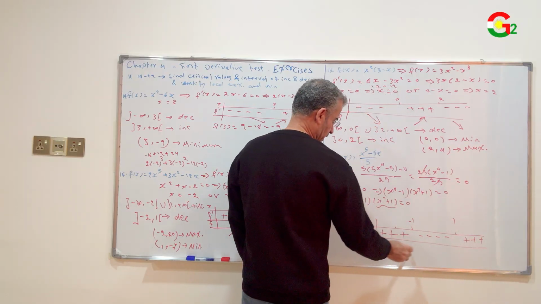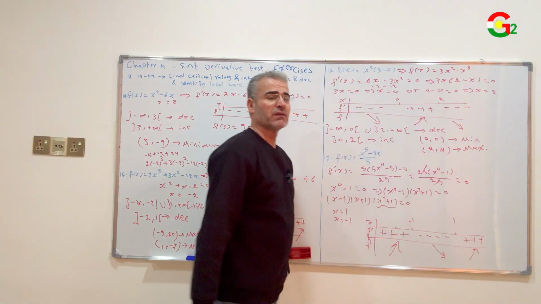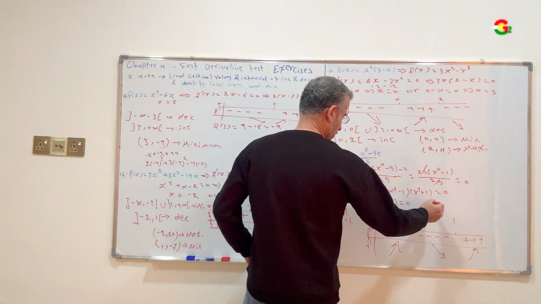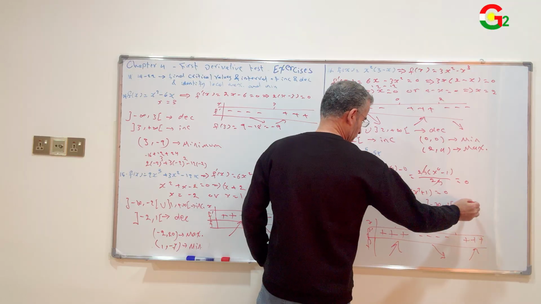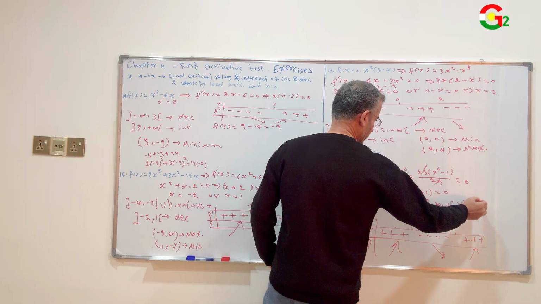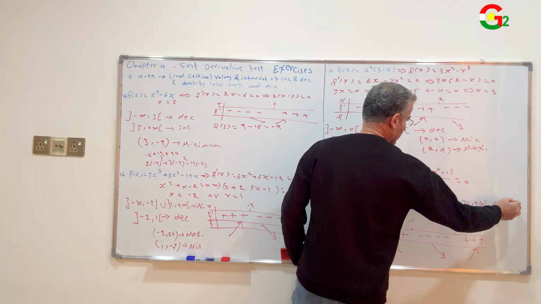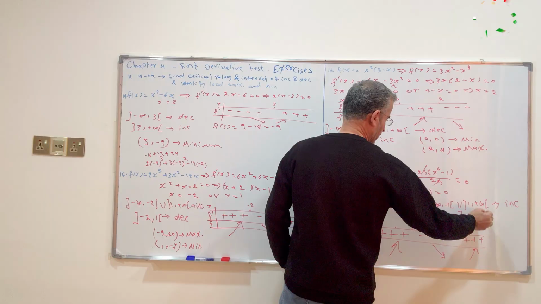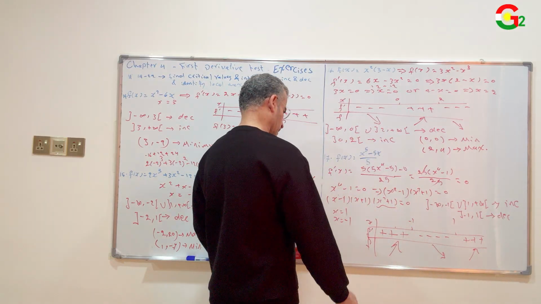Here the function is increasing, in this interval decreasing, and from 1 to positive infinity the function is increasing. Therefore, from negative infinity to negative 1, union from 1 to positive infinity, these two intervals are the intervals of increasing, and from negative 1 to 1 is the interval of decreasing for this function.